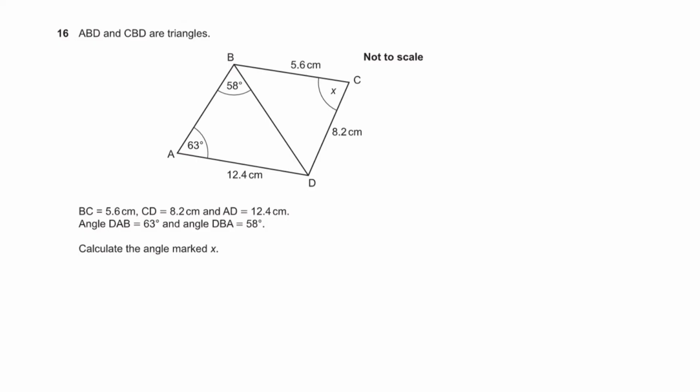Now it's a good idea just to go through and double check everything in the text is actually on the diagram. So BC, that's there. CD, that's on the diagram. AD, that's on the diagram. DAB, that's on the diagram. And DBA, running out of colours, just going to go for purple again, 58. Okay, so they're all on there. The only one I need to find then is X, but I have a feeling I'm going to have to do some work in order to get there.